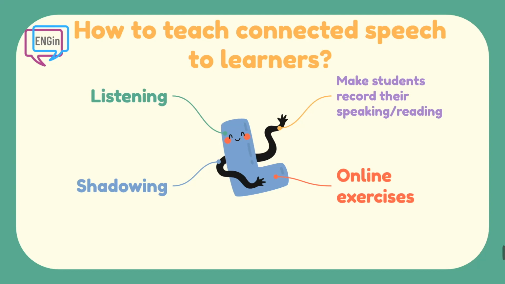Shadowing is an effective technique to improve connected speech. Choose a short video or dialogue and play it for your student. Instruct them to listen and simultaneously repeat what they hear, trying to match the speaker's rhythm, intonation, and connected speech patterns. You can start with slower audio and gradually increase the speed as your student becomes more comfortable. Shadowing develops fluency, rhythm, and the ability to mimic natural speech patterns.